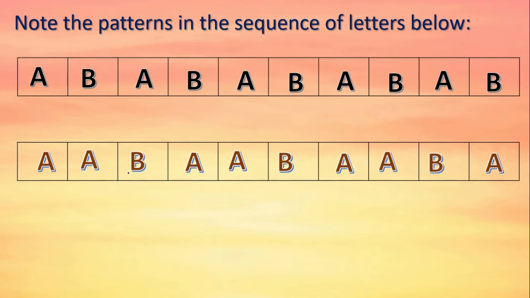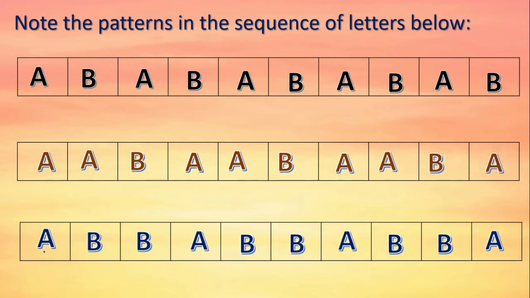A, A, B. A, A, B. A, A, B. Again, A, A, B. Like that. The pattern is nothing but A, A, B. Okay. Same thing repeats twice. Then comes another thing.